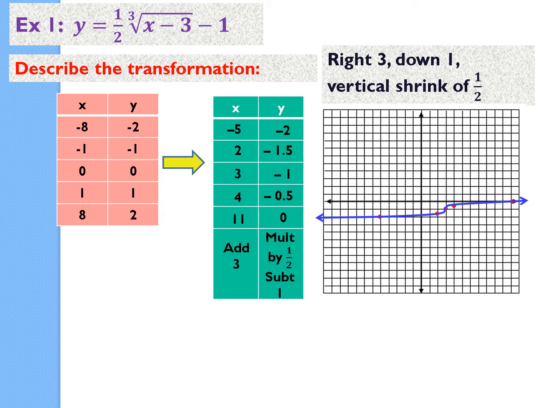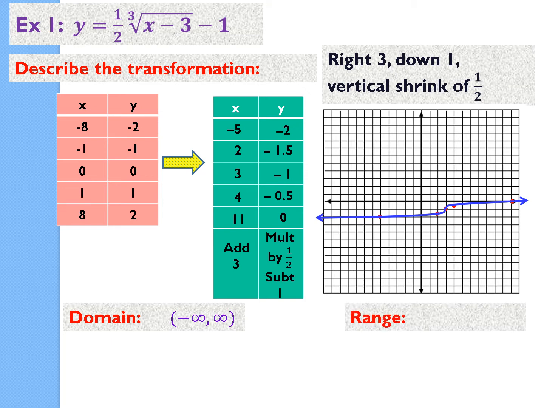Now let's talk about domain and range. Again, we just said it doesn't matter if we go up, down, left, or right, stretch, shrink, reflect, the domain will always be negative infinity to infinity. And the range will also always be negative infinity to infinity.